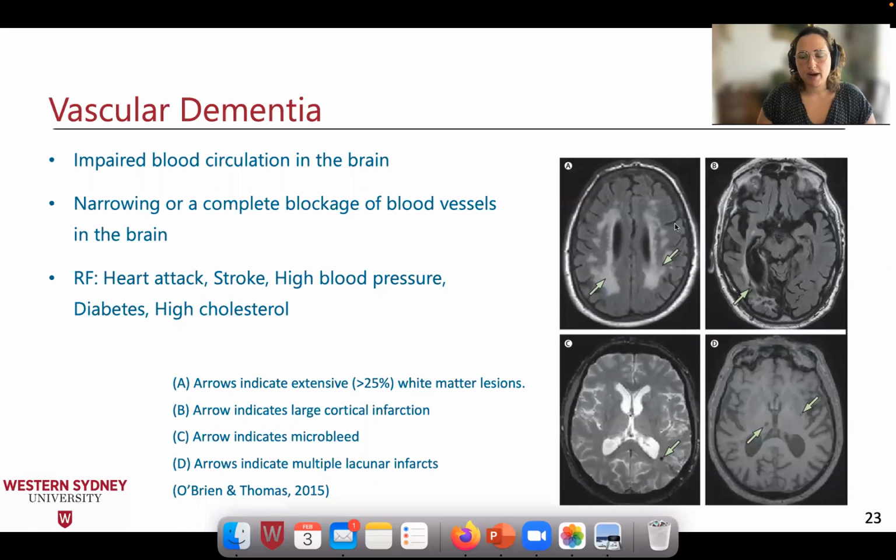Here on the right-hand side, we've got an image that shows different characteristics of what can happen with vascular dementia. In our A image, we've got white matter lesions of greater than 25%. These lesions often happen from trauma in the brain or from the disease itself.